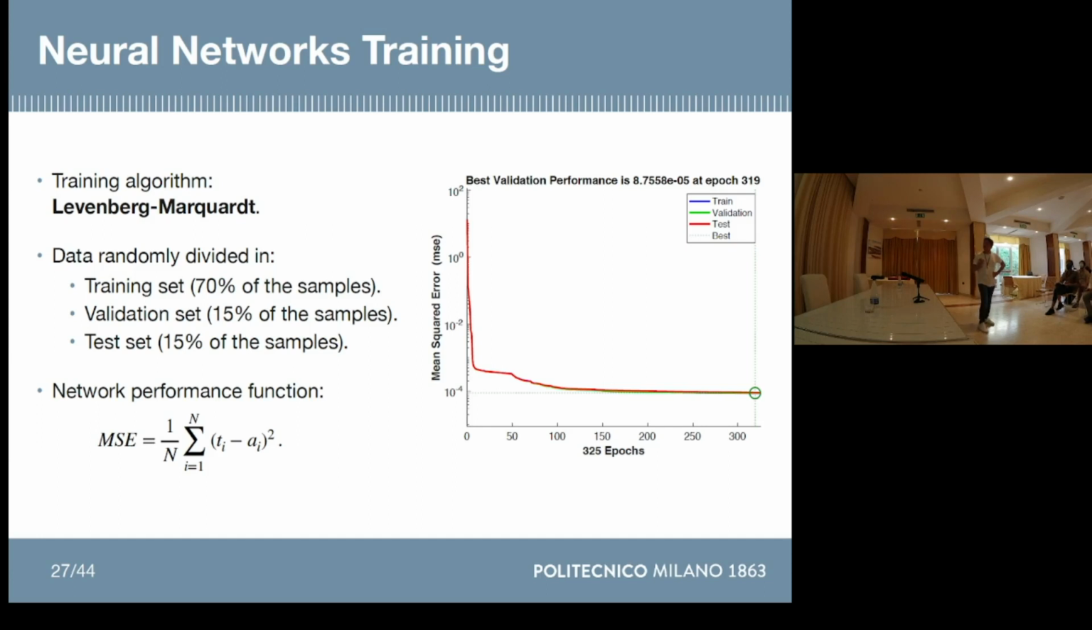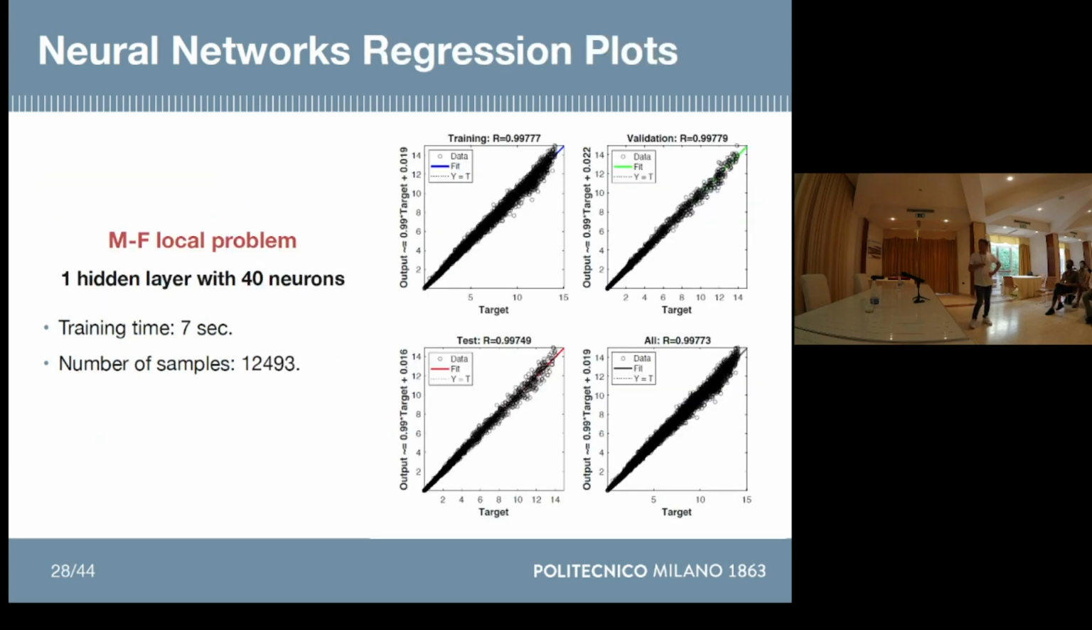And on the right, we have an example of a training procedure where we see that no overfitting is present, since the curves for all the sets have more or less the same trend. So here we give some results for the case of the matrix fracture local problem, employing one layer with 40 neurons. We see that the fit between the desired outputs and the target outputs is pretty good.